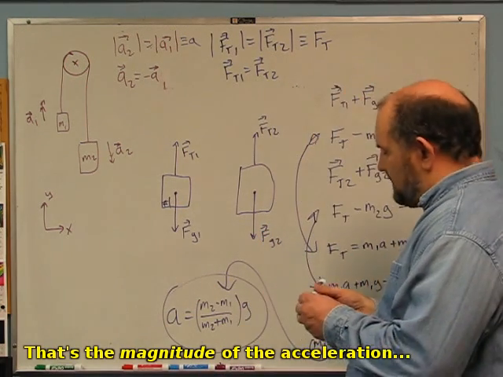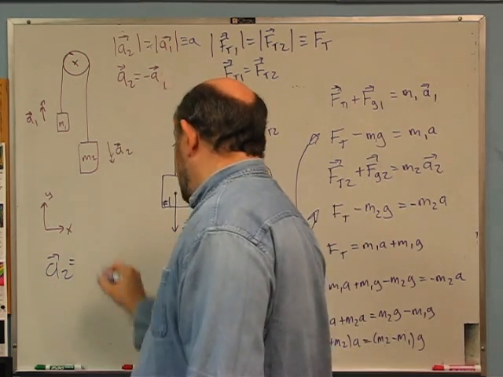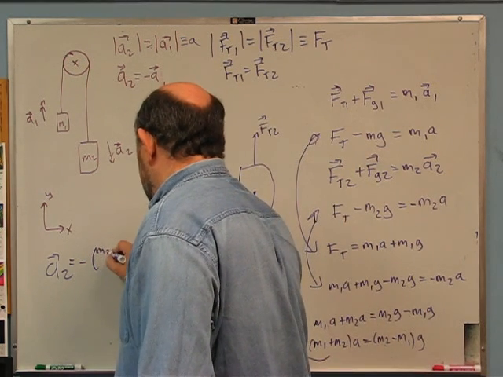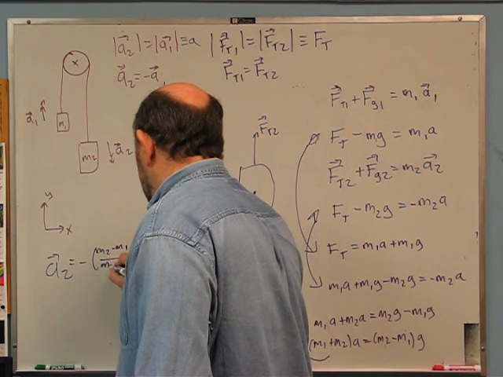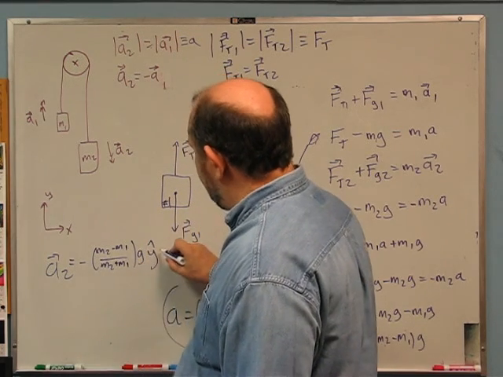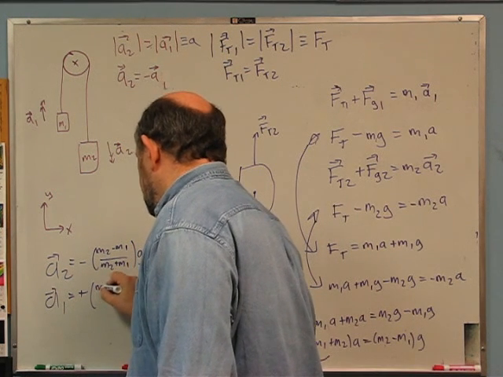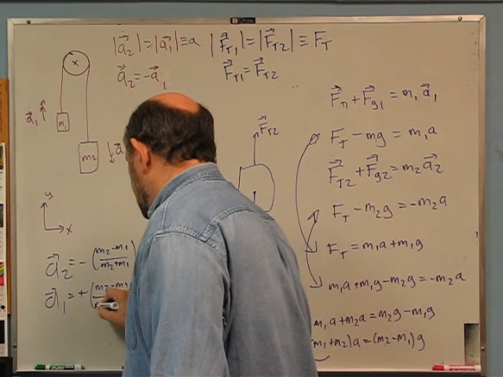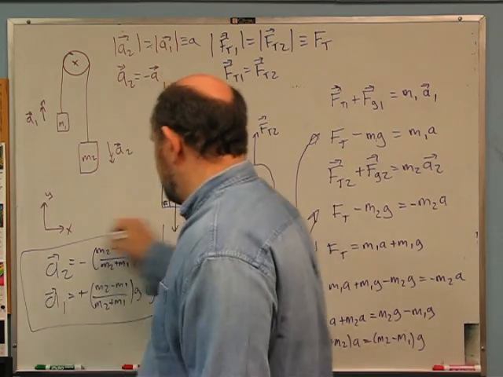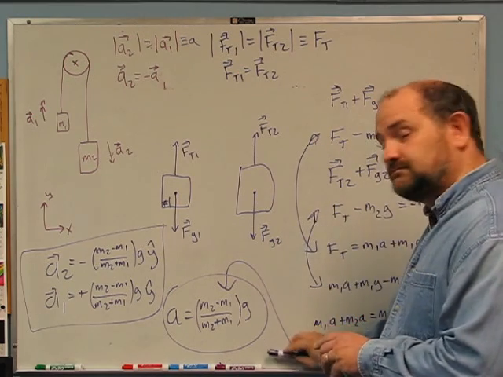To really finish the problem, I would have to say that A2 vector is equal to, right, so it's down as defined, and I didn't get a negative on this, so I'm good, minus M2 minus M1 over M2 plus M1 times G y hat. So I've put in the y hat, the unit vector in the y direction. This now says it's down, and A1 is equal to plus M2 minus M1 divided by M2 plus M1 times G y hat. And now that's actually the answer to the question that was asked, which is what's the acceleration of the two blocks? So there you go. That is problem two.